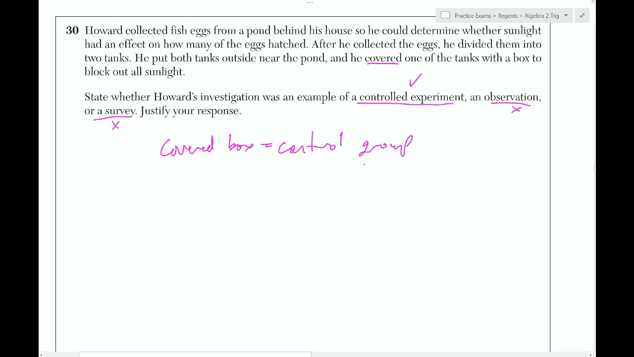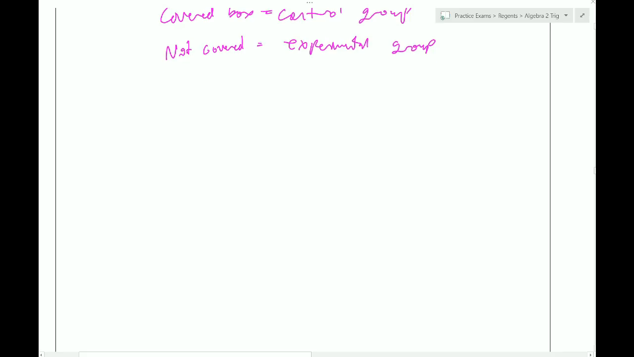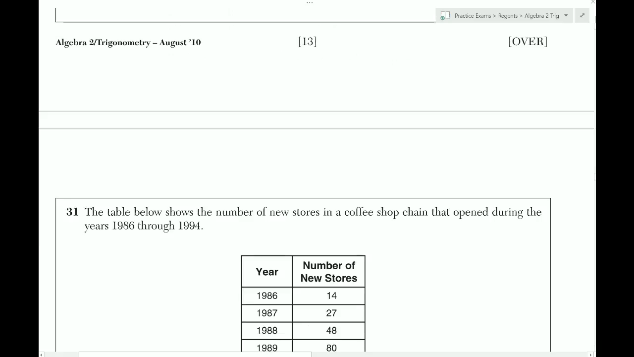And let's see. Not covered is the experimental group. Right. So that's probably a sufficient solution.